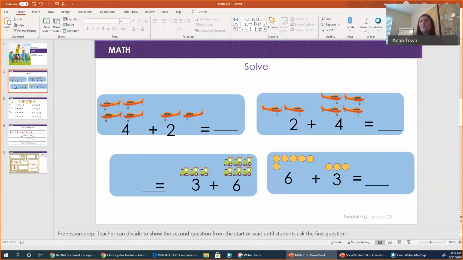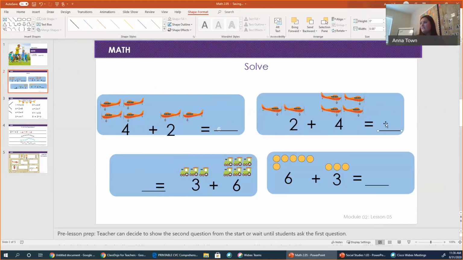So here we have 4 plus 2 equals blank, and then over here we have 2 plus 4 equals blank. Now, boys and girls, they both equal the same number, 6. The sum is 6. For both, it did not change the sum total. We just wrote the equation in a different way. Do notice that our sum we still stated last.